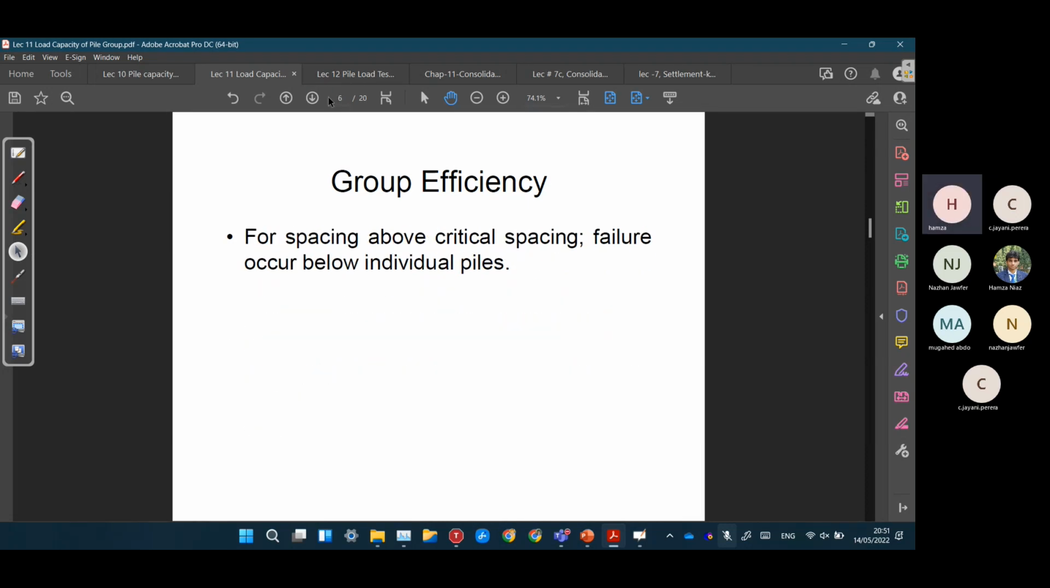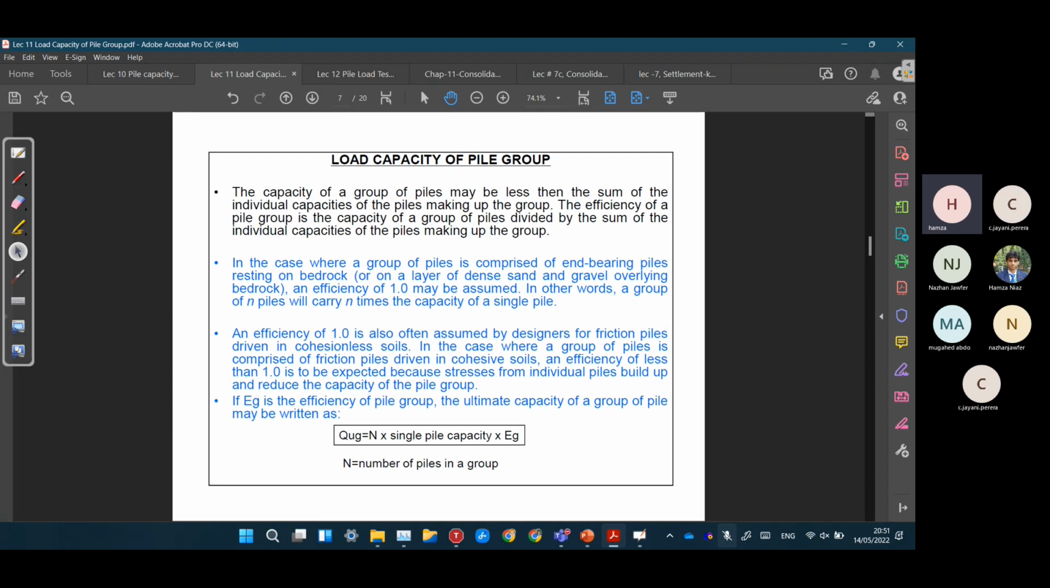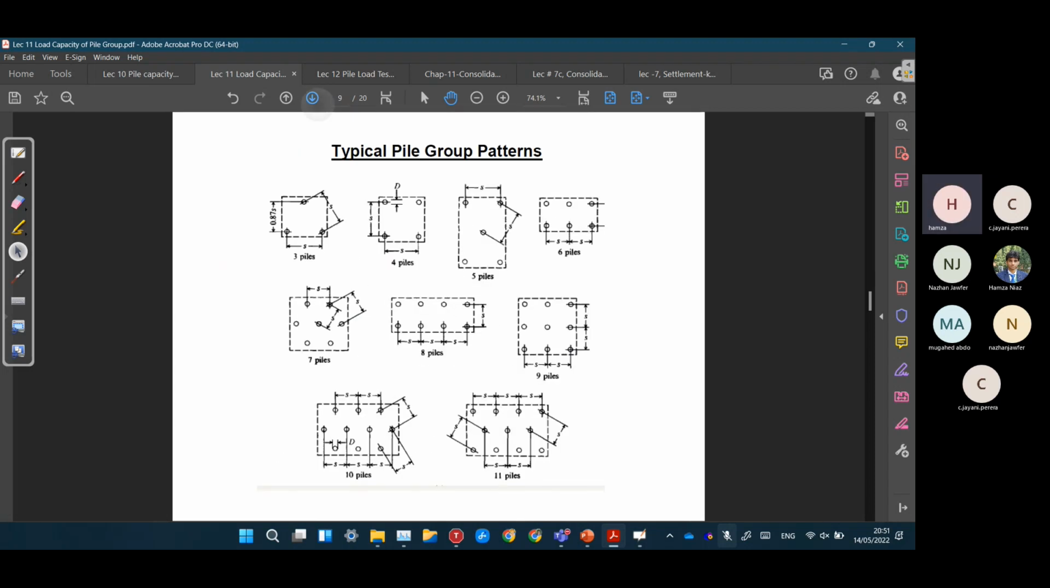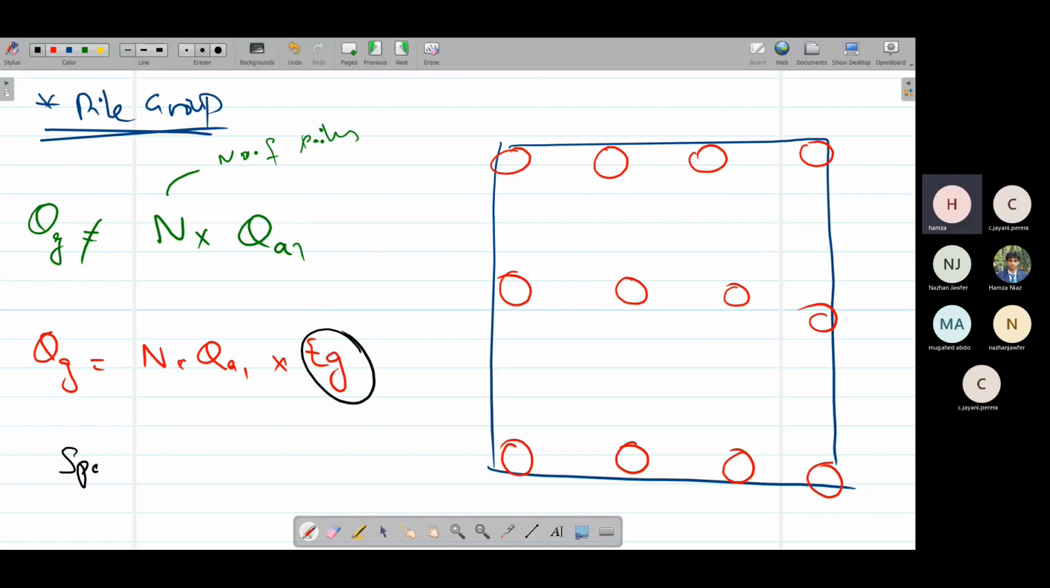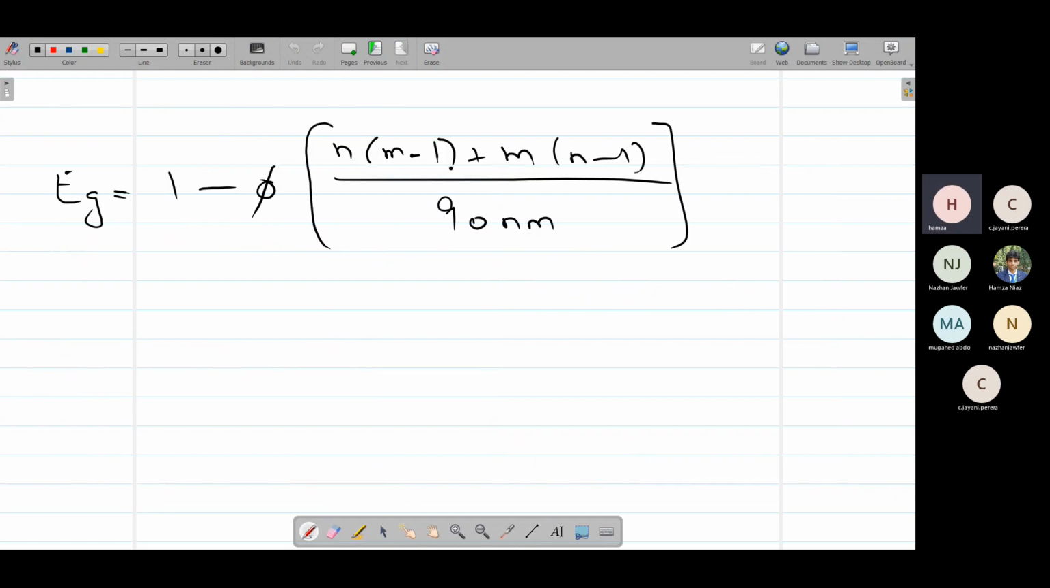So if we look here, if the provided spacing is less than 8b, we are going to use this formula. Otherwise, if the spacing is greater than or equal to 8b, 8 times the pile dia, we are going to use EG as 1, so efficiency as 1. Otherwise, if the spacing is less than that, we are going to use this formula.